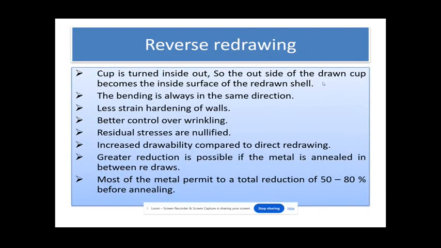Then we talk about reverse redrawing operation. Here the cup is turned inside out. So the outside of the drawn cup becomes the inside surface of the drawn shell. Bending is always in the same direction. Less strain hardening will take place in this process. You can have better control over wrinkling. Residual stresses are nullified. Increased drawability can be obtained in this case compared to direct redrawing operation. Greater reduction is possible if we go for annealing in between the two draws. Most metals permit total reduction of 50 to 80% before annealing operation.